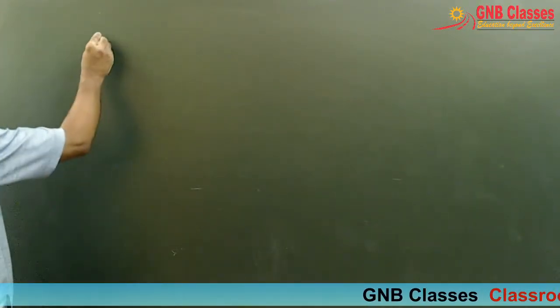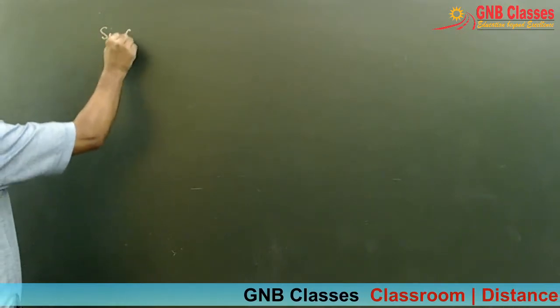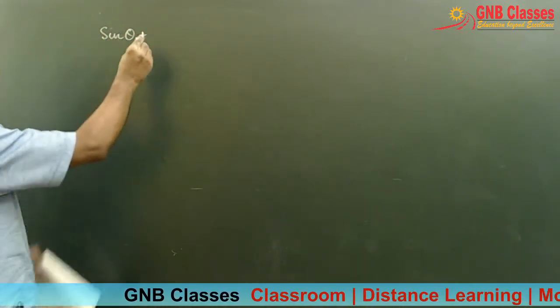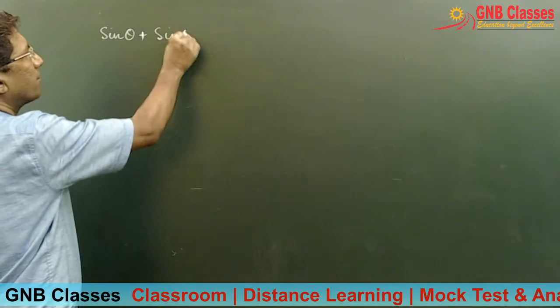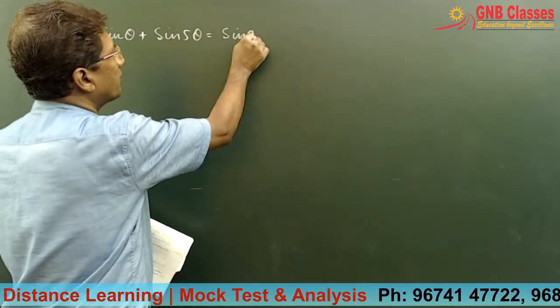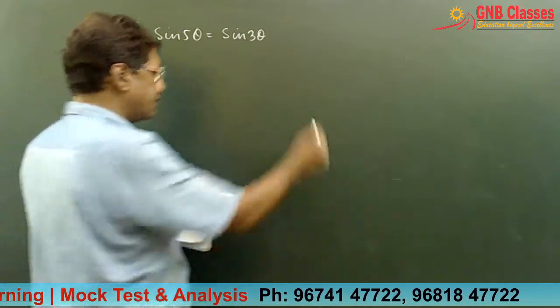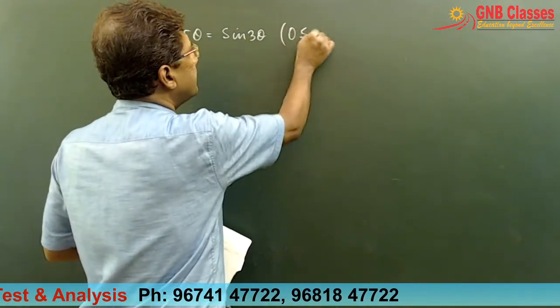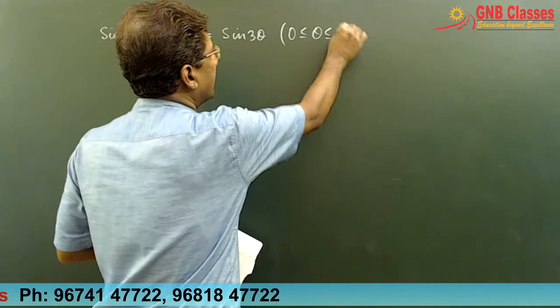Now write down the problem. Sin theta plus sin 5 theta equals sin 3 theta, where they have given that theta is lying between 0 and pi.